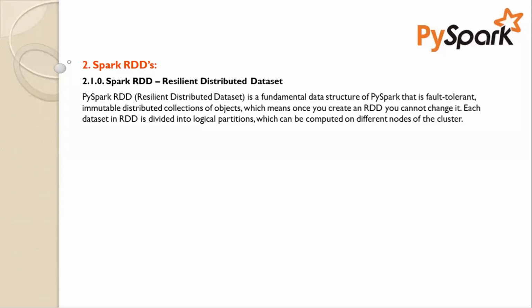Each dataset in an RDD is divided into logical partitions, and we can compute them on different nodes of the cluster. As I told you, if we are using Hadoop as the underlying storage, then 128 MB is the block size. Obviously, it will create different partitions based on the data size.